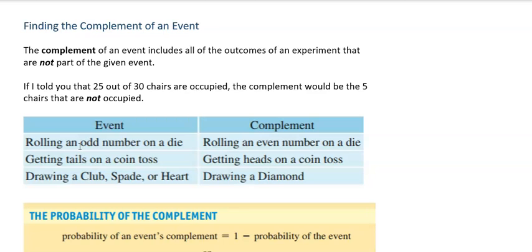So we've got some examples here. Rolling an odd number on a die is the event, so the complement would be rolling an even number, all the other numbers. The event of getting tails in a coin toss, its complement would be getting heads. The event of drawing a club, spade, or heart, the complement would be not drawing that, drawing the other thing that's left, which is a diamond.